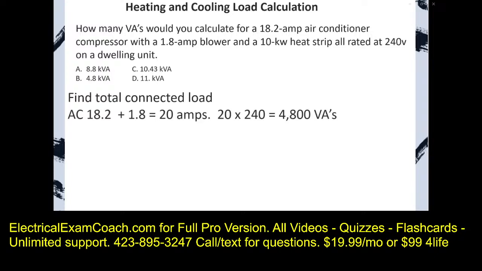We take our 18.2 amps and then we add it with the blower motor. That's going to give us 20 amps. Now to convert that over to VAs, all we have to do is multiply. 20 amps multiplied by the voltage gives us 4,800 VAs.